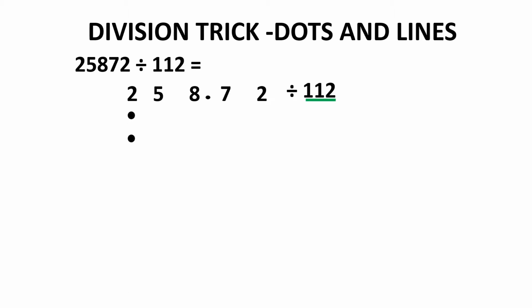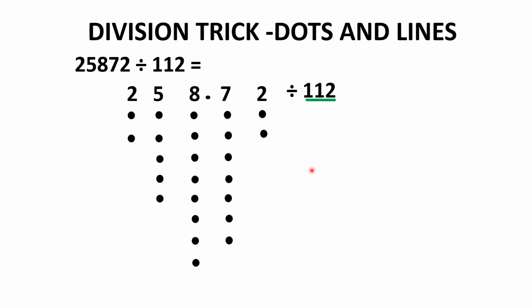Now let's keep the dots. Number 2, under 2 we are taking 2 dots. Now under 5 we will take 5 dots. 1, 2, 3, 4 and 5. Now under 8, 8 dots we will be considering. 1, 2, 3, 4, 5, 6, 7 and 8. Now under 7 we will take 7 dots. 1, 2, 3, 4, 5, 6 and 7. Now under 2 we will take 2 dots. 1, 2.